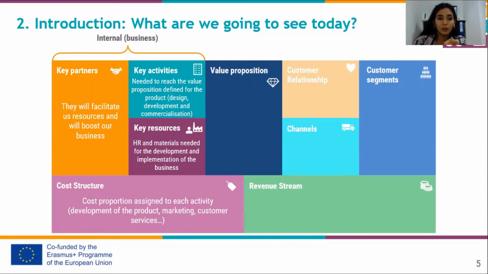And finally, we are going to make an introduction to the cost structure of your solution, and this cost structure represents the cost proportion that you are going to assign to the different activities of your business. For example, how much money you are going to need to develop the marketing activities, or the technological activities, or to pay your human resources, which are going to be one of the key resources of your solution.